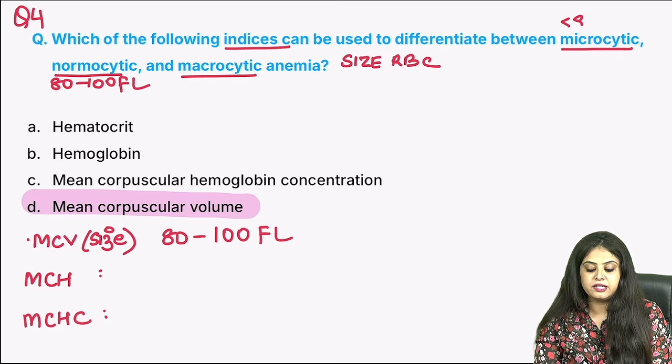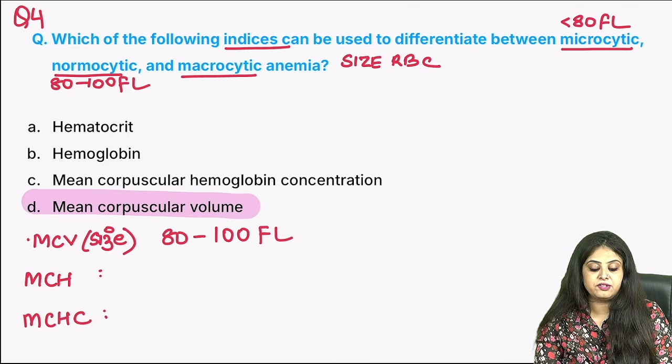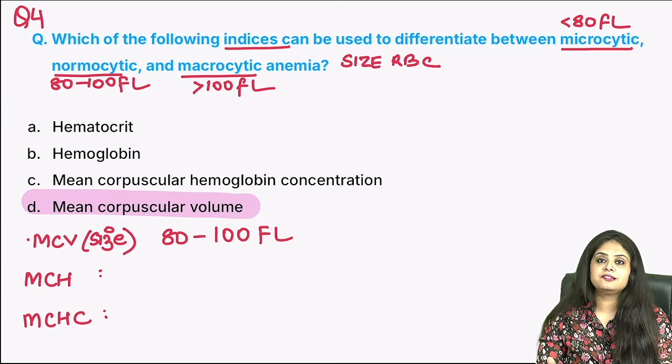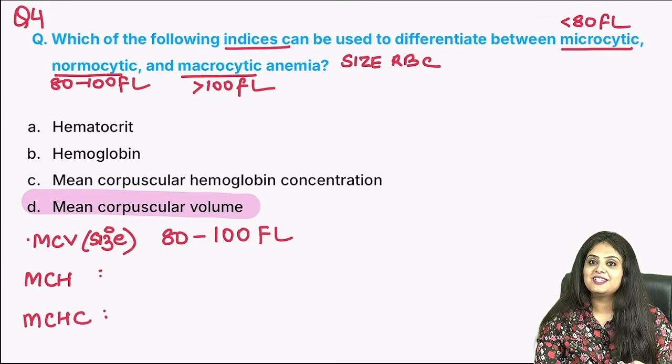When we said microcytic, that is less than 80 femtoliters. And when we said macrocytic, that is more than 100. So 80 to 100, if you know, is normal. Less and more you can easily do. But finish off the other values also.